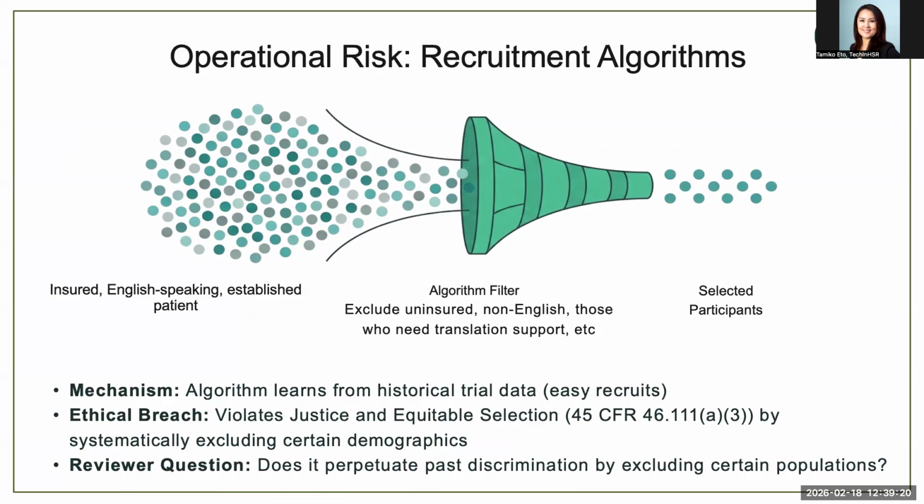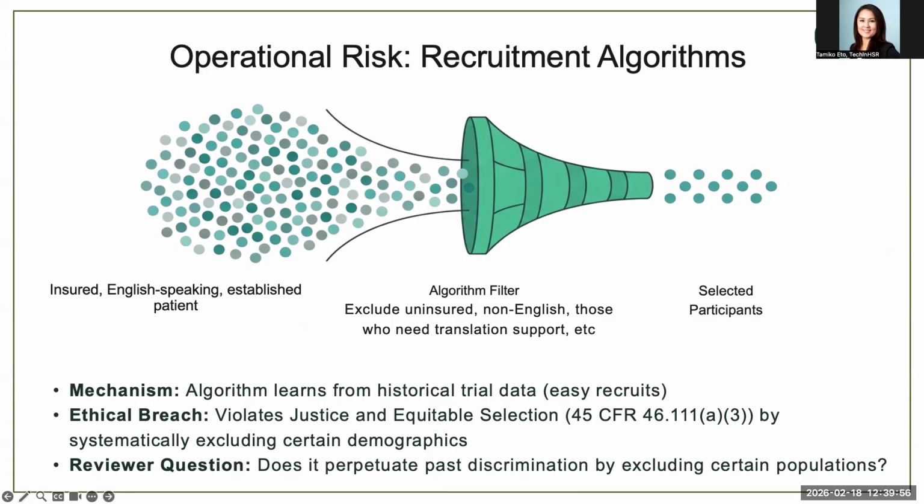These tools were developed by learning from historical trial data. Now that sounds logical until you ask, what does that historical data actually represent? It represents decades of researchers excluding certain populations due to various things, financial limitations. For example, English-speaking patients already in the hospital system, or insured patients who are easy to track. People who live nearby might also be in that.